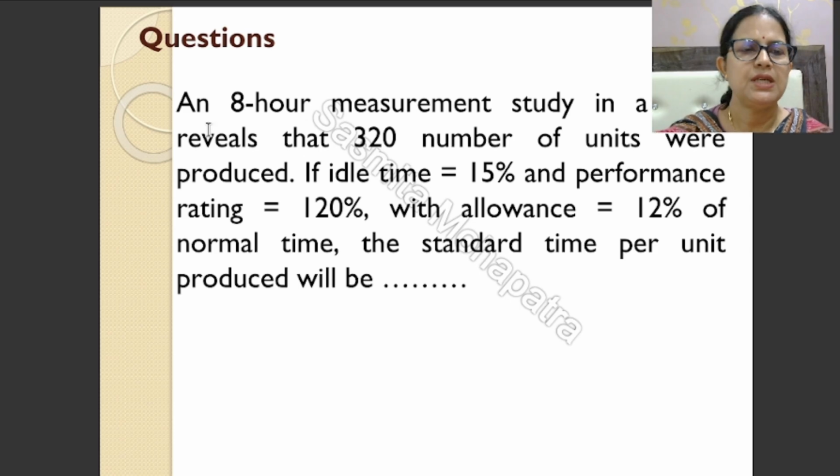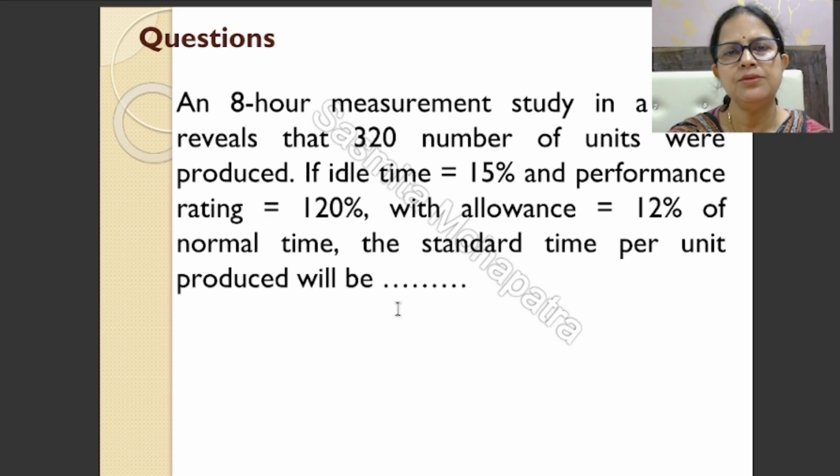So this is a question we can discuss here. An 8-hour measurement study in a plant reveals that 320 units were produced. If the idle time equals 15% and the performance rating equals 120% with allowance 12% of normal time, the standard time per unit produced will be? So this is a question. What is given in the question? It is an 8-hour measurement study, meaning the total hours of study is 8 hours in a plant, which reveals that 320 units were produced.